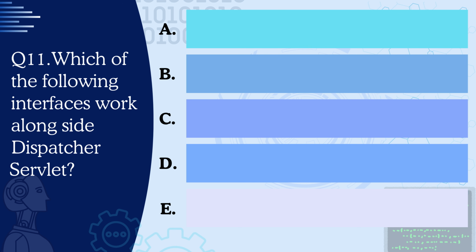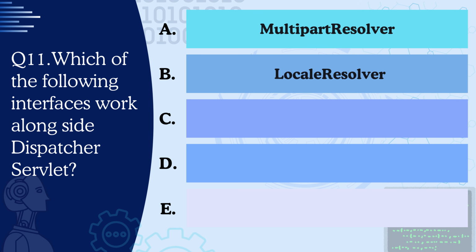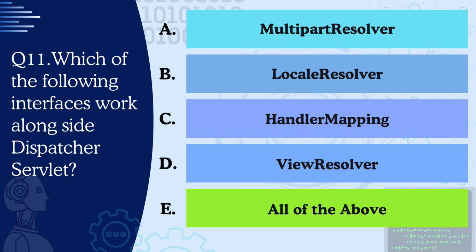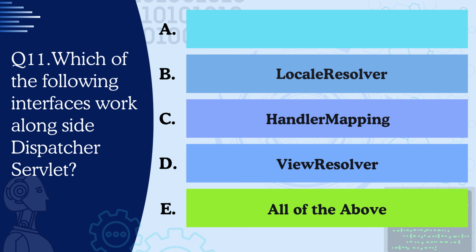Question 11. Which of the following interfaces work alongside the dispatcher servlet? A. Multipart resolver. B. Locale resolver. C. Handler mapping. D. View resolver. Or E. All of the above. Now the correct answer is E. All of them. These are multiple interfaces that perform different responsibilities for the dispatcher servlet.